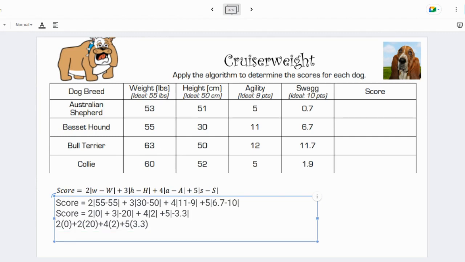Let's keep going down here. We're going to go ahead and multiply. 2 times 0 is 0, plus 20 times 2 is 40. 4 times 2 is 8. 5 times 3.3, I can do that using mental math. 5 times 3 is 15, or you can use a calculator. 5 times 3 tenths is 1 and 5 tenths. 15 plus 1 and 5 tenths equals 16 and 5 tenths. Add those together using your calculator. You should get 48 plus 16.5, 64.5.